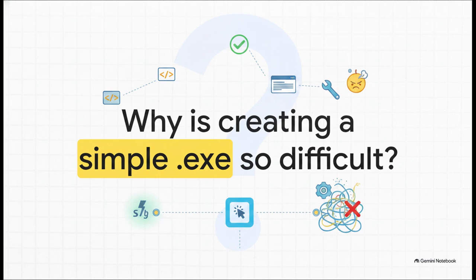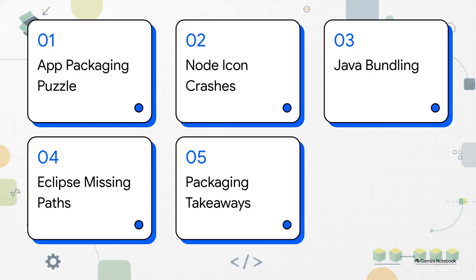We package apps so our end users never have to open a terminal or figure out how to install Node.js or configure Java environments themselves. We just want them to double-click and go. But hitting unexpected, highly specific roadblocks right when you're ready to ship, yeah, it's maddening. Okay, let's dive into this.